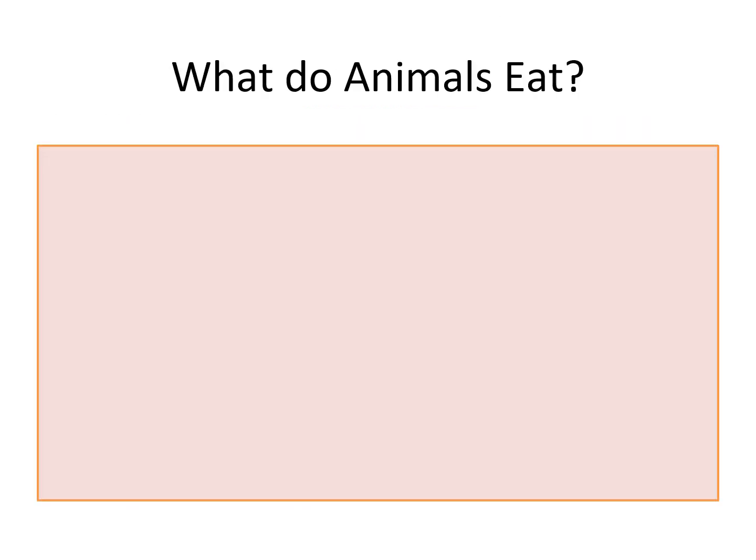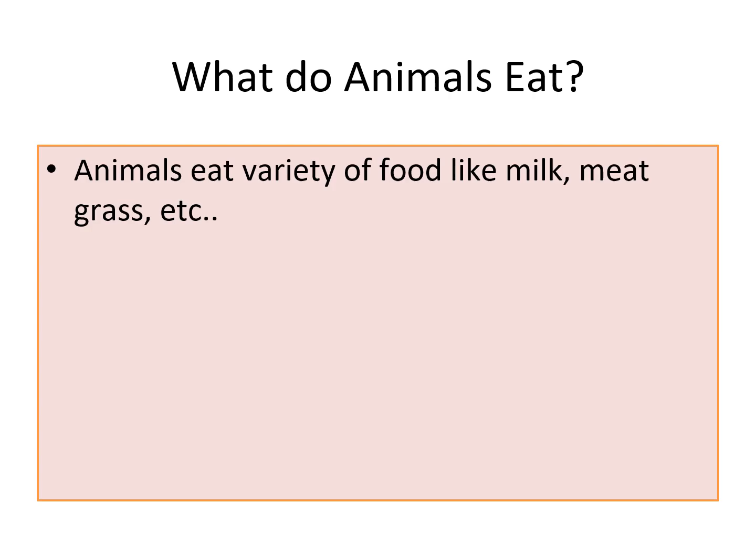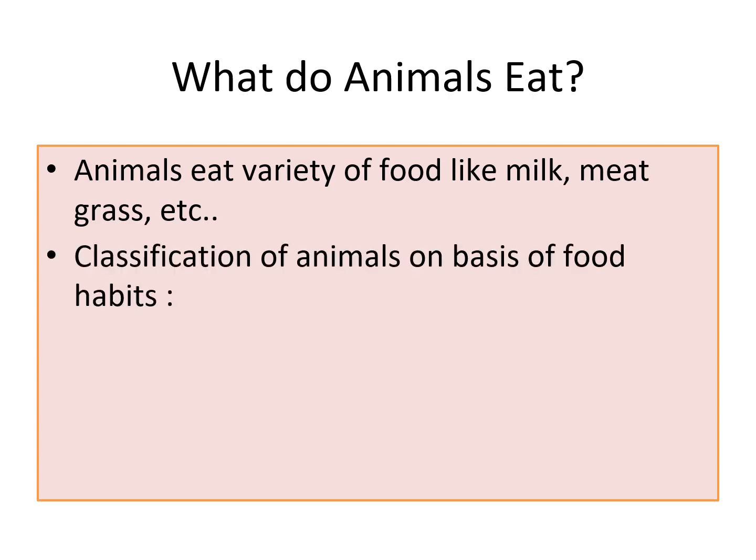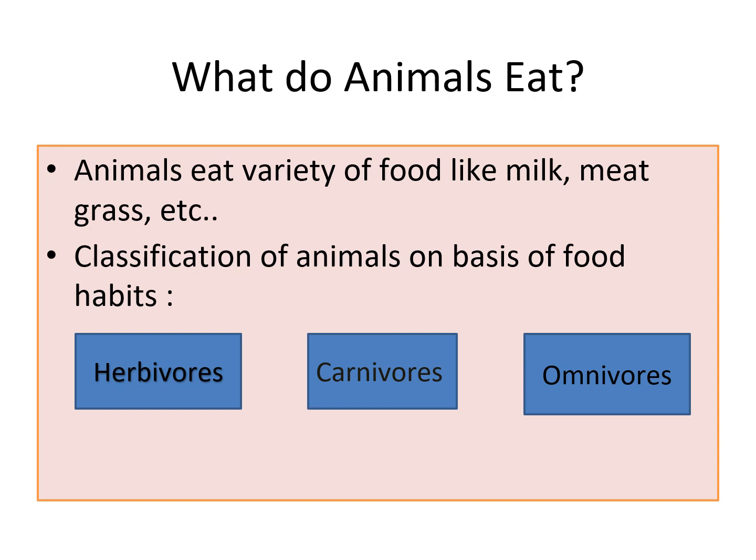Now we have learned previously what food ingredients we eat and how we eat, but what do animals eat now? Animals also eat a variety of food like milk, meat and grass. So depending upon their feeding habits, they are classified into various groups like herbivores, carnivores and omnivores.